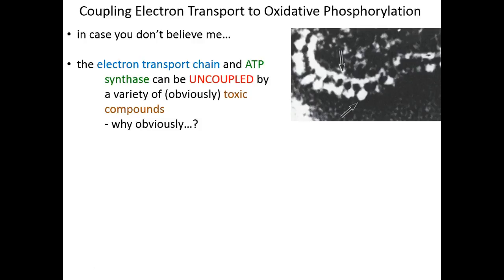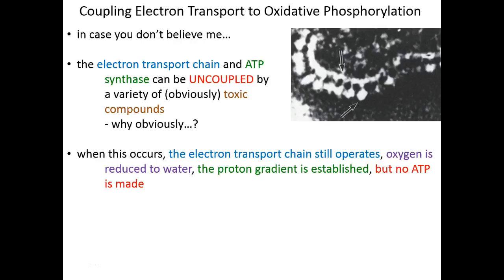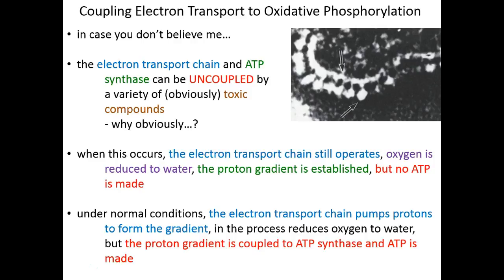The reason why I hope it's obvious is because if we uncouple ATP synthase from the electron transport chain, we're essentially leaving the mitochondria with no way to use the proton gradient to make ATP. This is the cell's primary source of ATP, and so the cell very quickly runs out of ATP and dies as a result. So it is toxic to have ATP synthase not working. When this uncoupling is achieved, the electron transport chain still works. We still reduce oxygen into water. We still create a proton gradient, but we can't release the potential energy of that proton gradient in order to make ATP, and so cells die of ATP starvation.